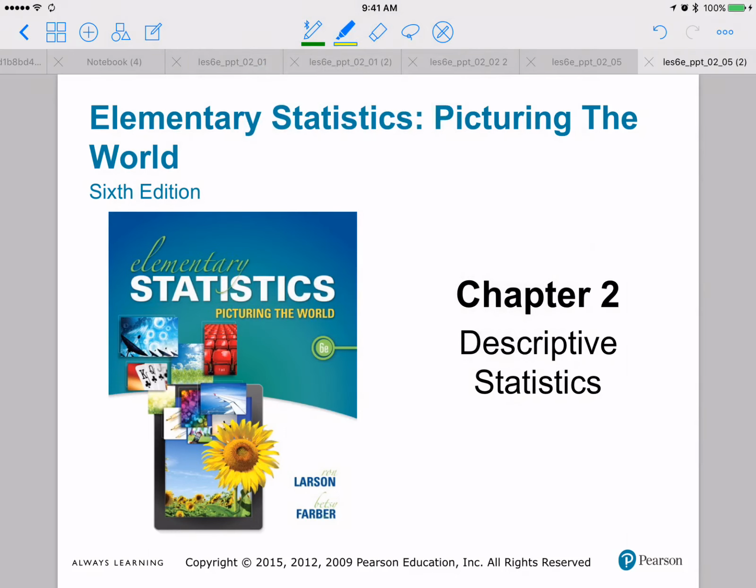Okay, hello. We are continuing with chapter 2, and remember, we're focusing on descriptive statistics. Everything we're going over in this chapter involves how to describe a data set. And so our two main categories are, of course, descriptive versus inferential.